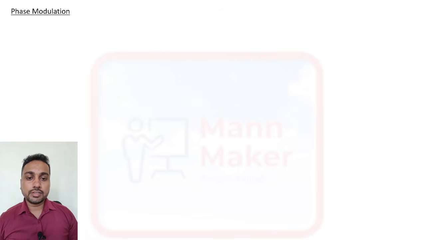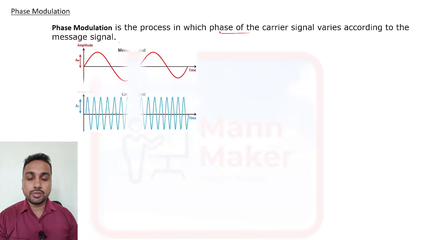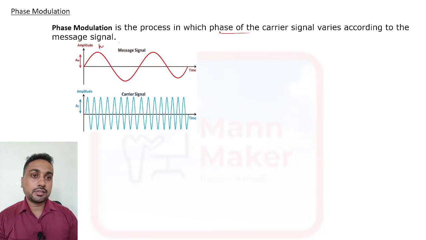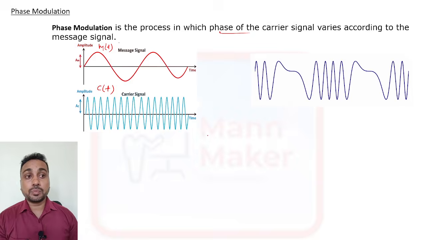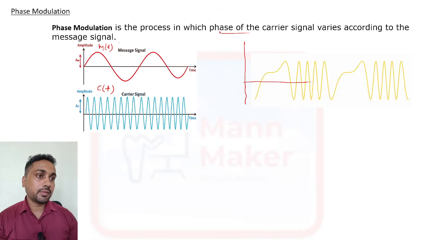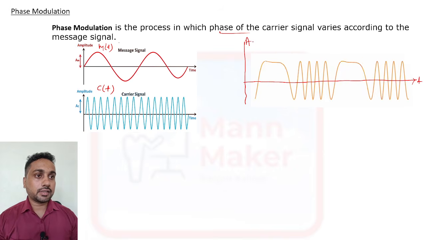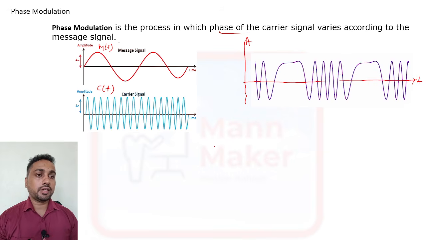Now, another angle modulation is phase modulation. When the phase of the carrier changes according to the message signal, it is called phase modulation. In phase modulation also we have a message signal and a carrier signal, m of t and c of t. After superimposing, we will get our phase modulated wave like this. This is the amplitude, and we are going to calculate our S of t.